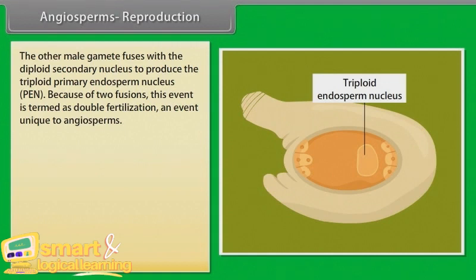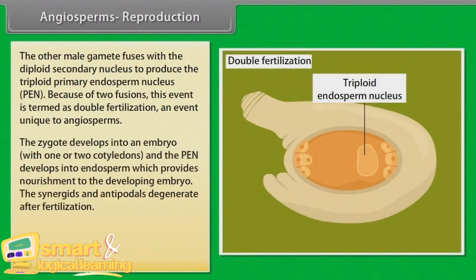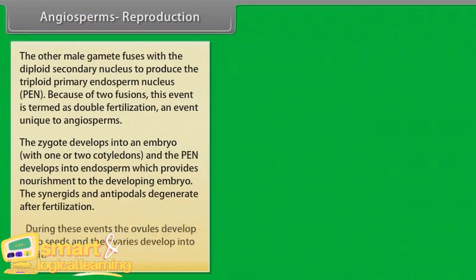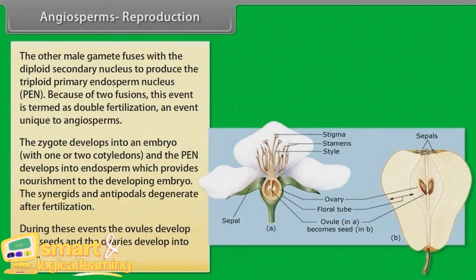Because of 2 fusions, this event is termed double fertilization, an event unique to angiosperms. The zygote develops into an embryo with 1 or 2 cotyledons, and the PEN develops into endosperm, which provides nourishment to the developing embryo. The synergids and antipodals degenerate after fertilization. During these events, the ovules develop into seeds and the ovaries develop into fruit.